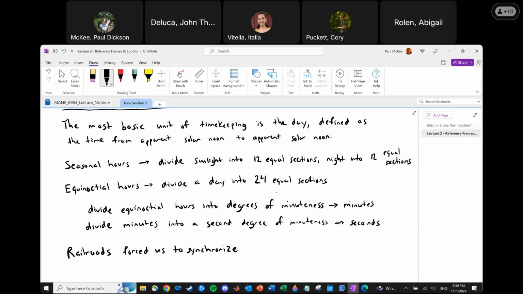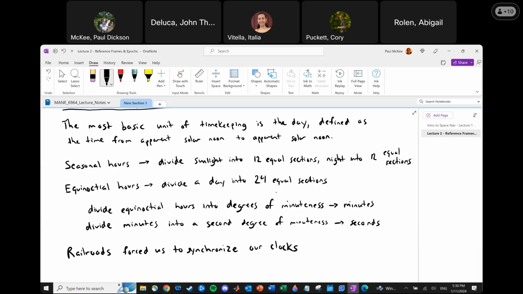And it wouldn't matter if you were riding on horseback between towns, but if the train from Chicago needs to arrive at 3:45, we all need to agree what 3:45 is. So railroads are what forced us to synchronize our clocks. All of a sudden, minutes matter.